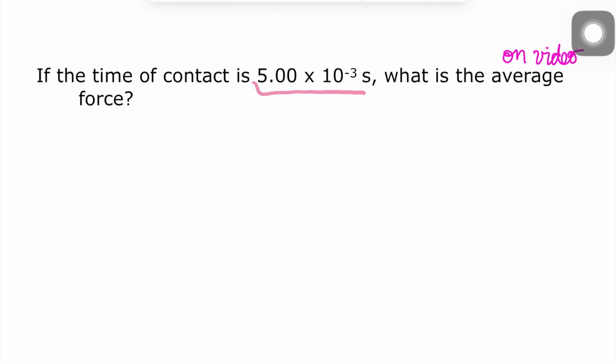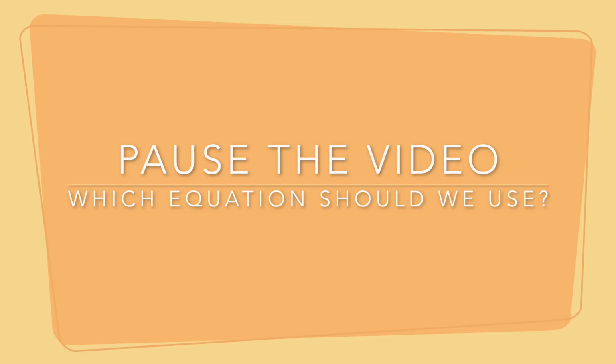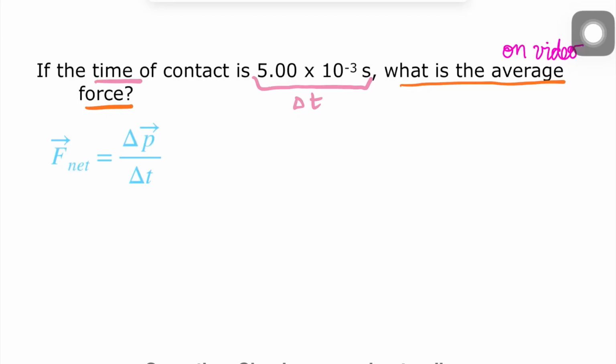All right, second part of this problem, we are given some more information. We are given the time of contact. Now we are asked to calculate what the average force is on the ball. Pause the video and think about which equation you would use. I hope you picked this one. It relates the impulse, or the change in momentum, along with the time, to the force of the collision.